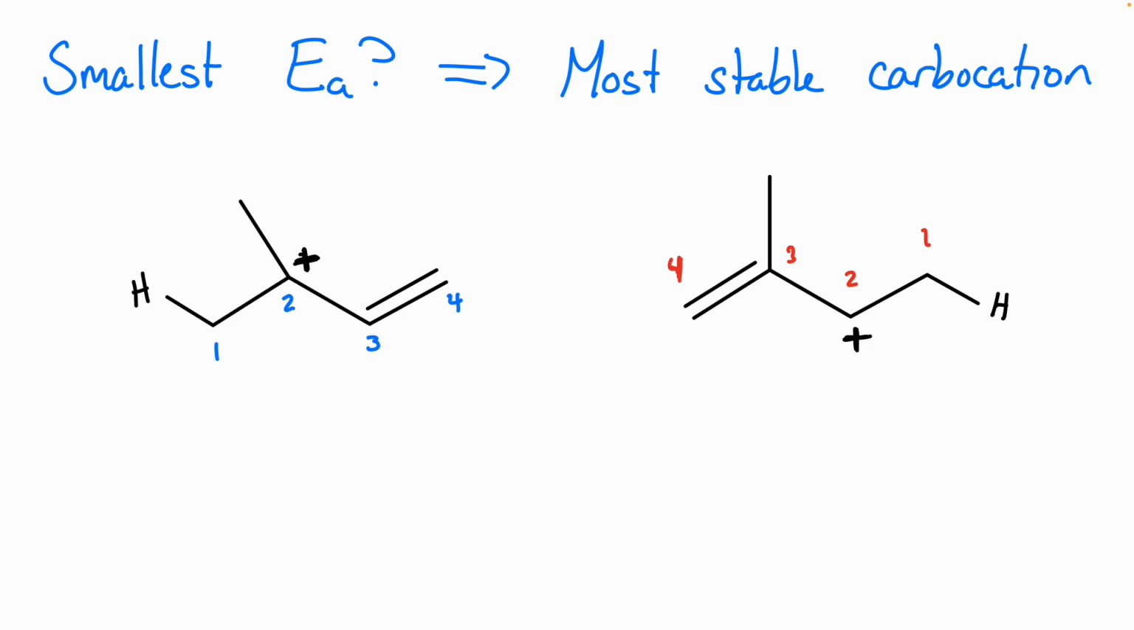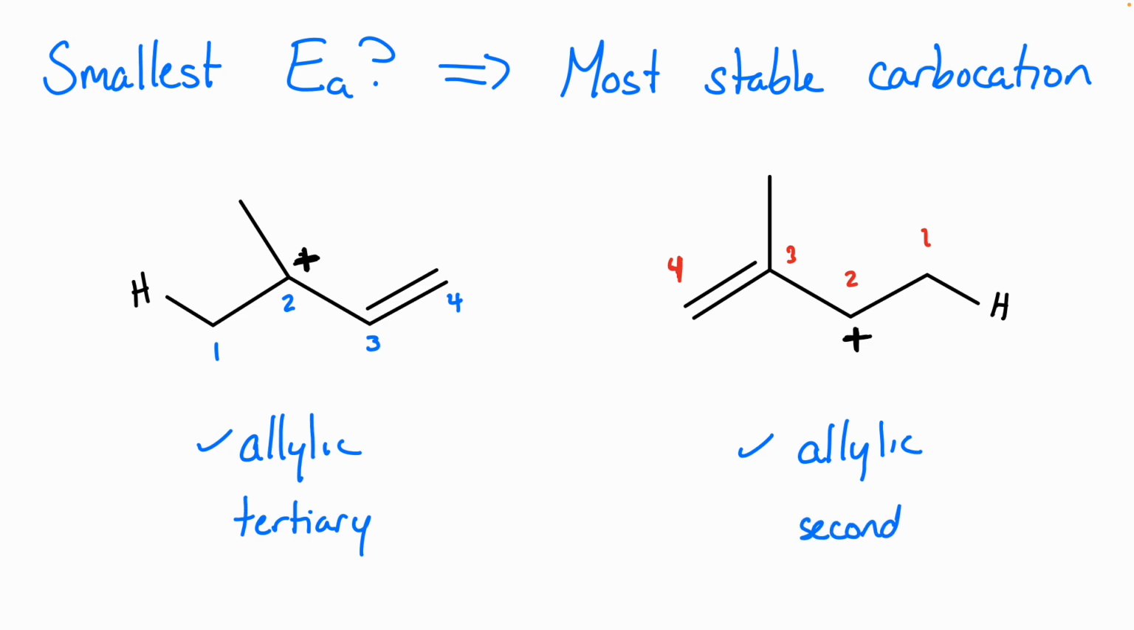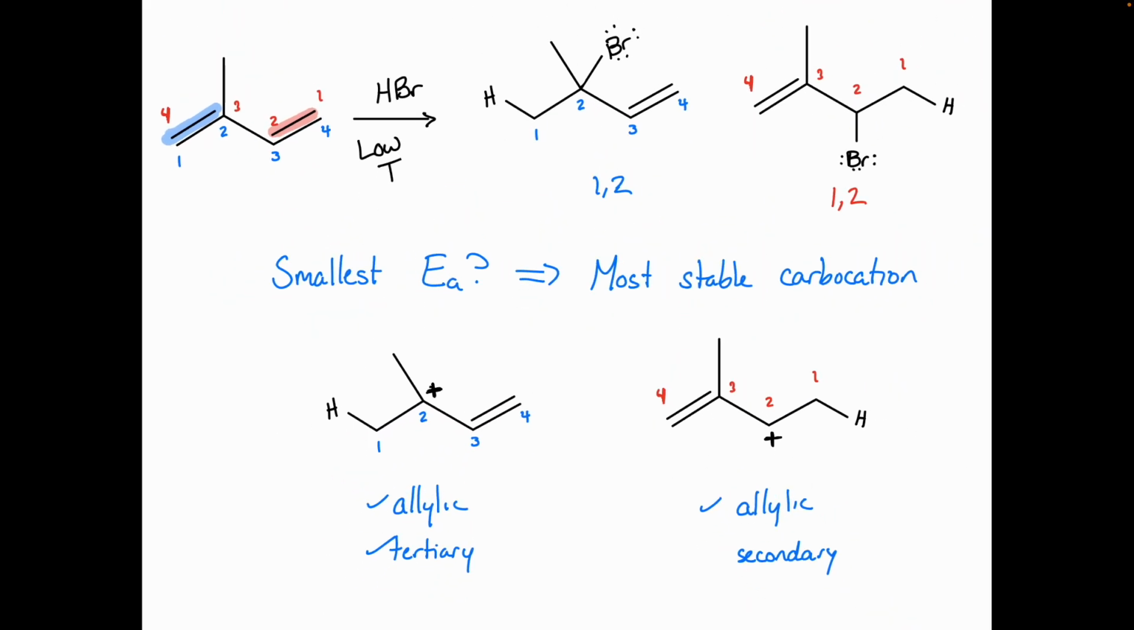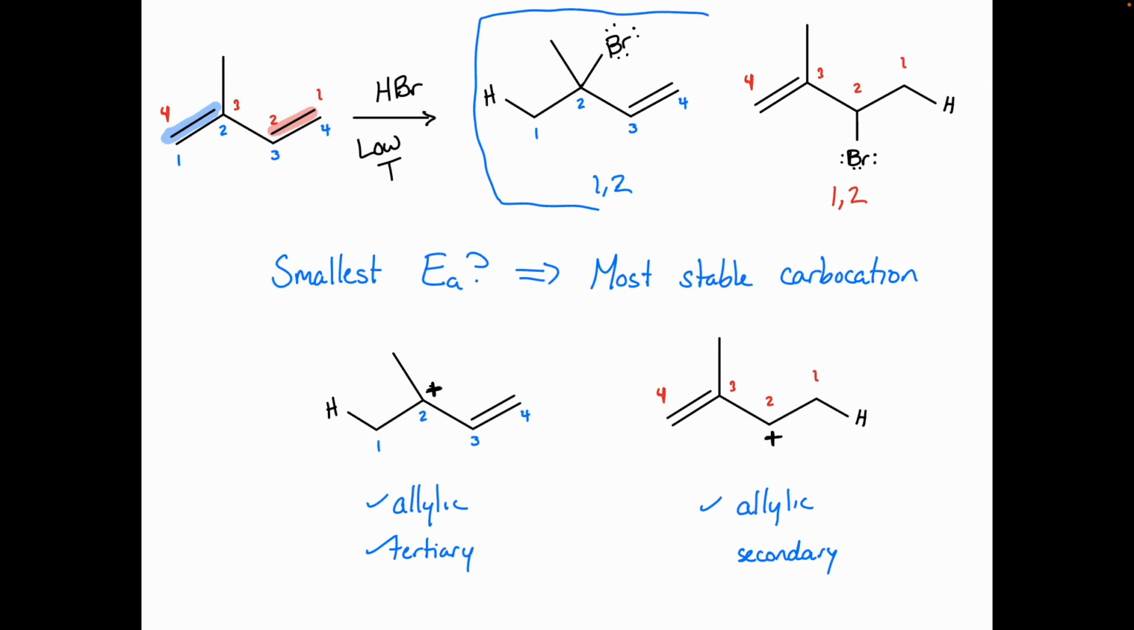The one on the left. So they're both allylic, right? So we can't compare just by that. But this one is a tertiary, and this one is only a secondary. All right, so the transition state for this one here will be lower than over here, meaning that this is going to be my major product at low temperatures.